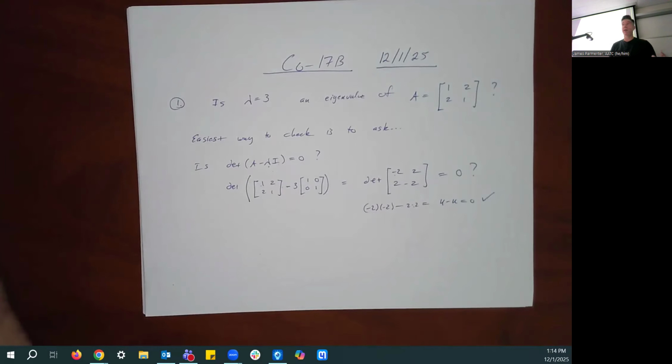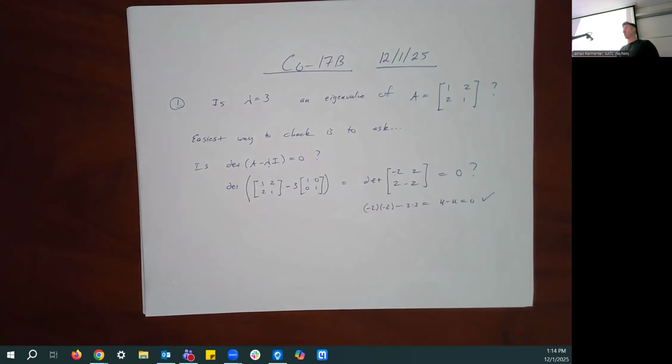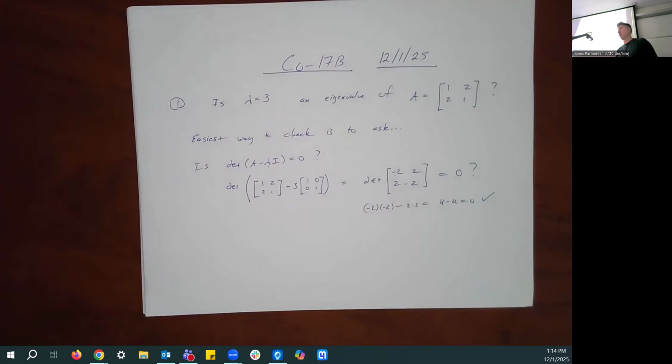There are other ways to solve this, but this is the most efficient way to do it. If someone's just asking you is this an eigenvalue, don't try to find all the eigenvalues. Try to just check that one. There is another eigenvalue here too that I don't know what it is, and I don't care. That's not what the question was asking me.